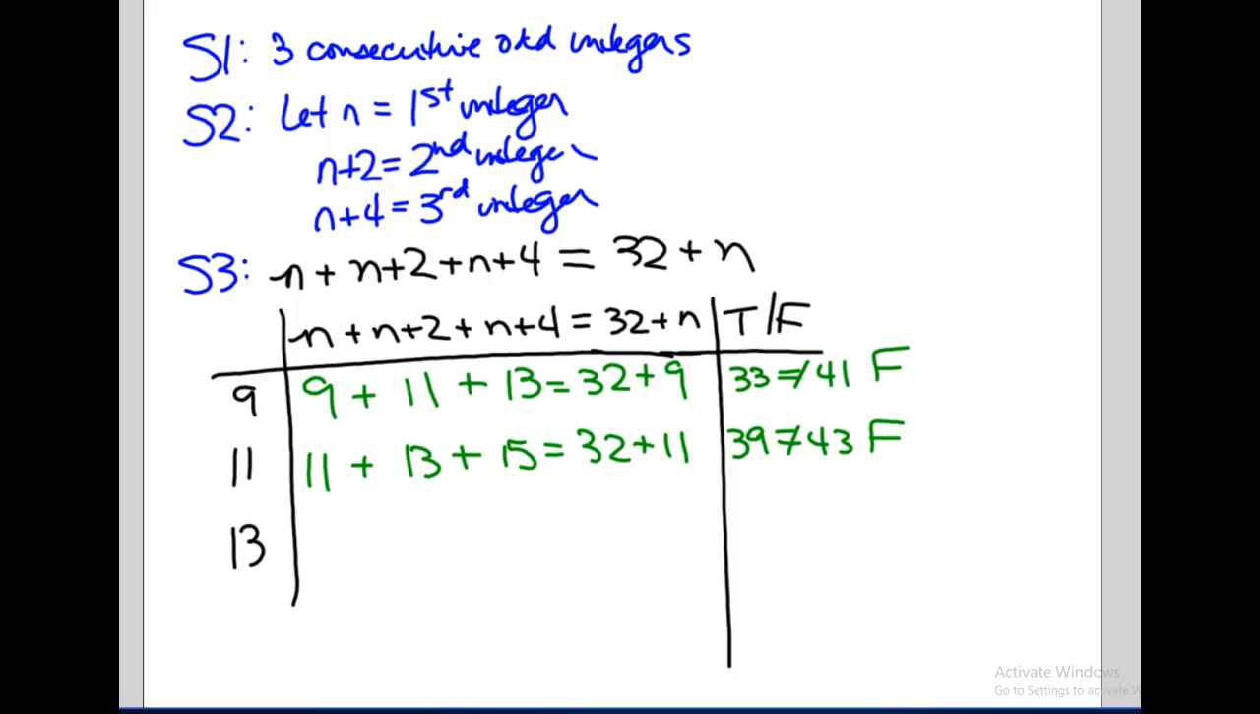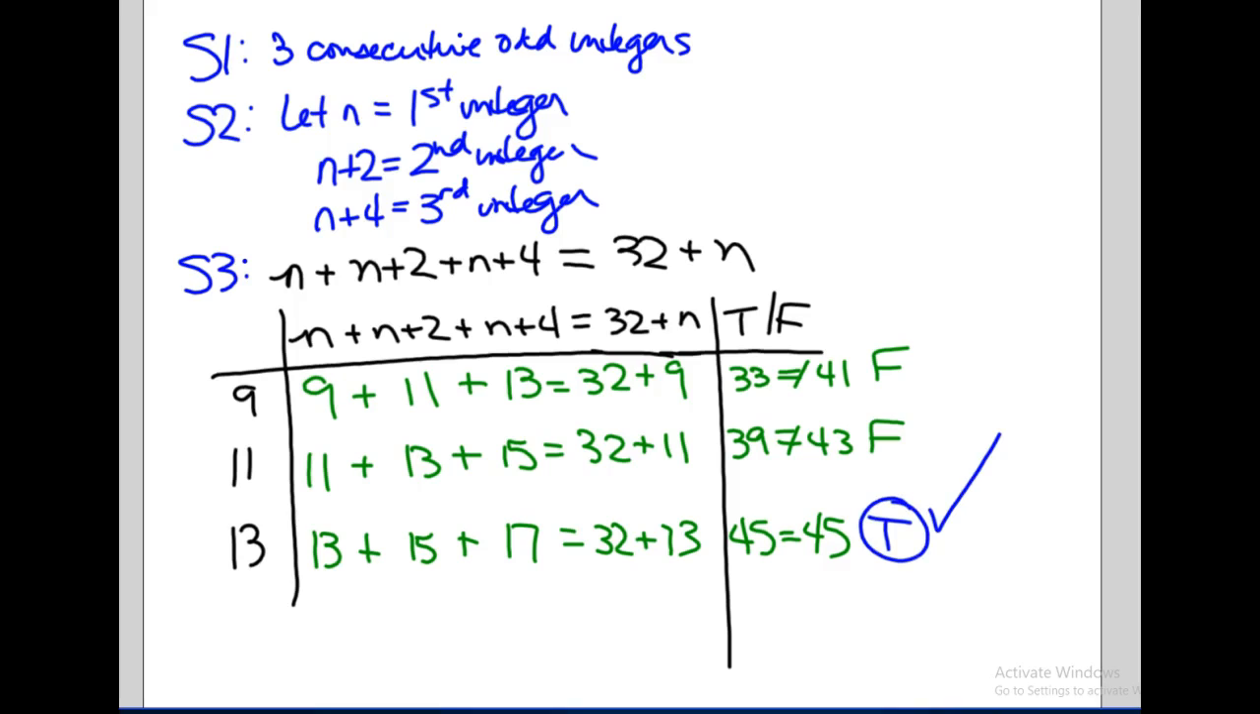So let's try 13. Okay, 13 plus 2 is 15, and 13 plus 4 is 17, equals 32 plus 13. So we've got 17 and 13, that's 30, 45. So we got 45. Hey, guess what? Equals 45. There's my true statement.